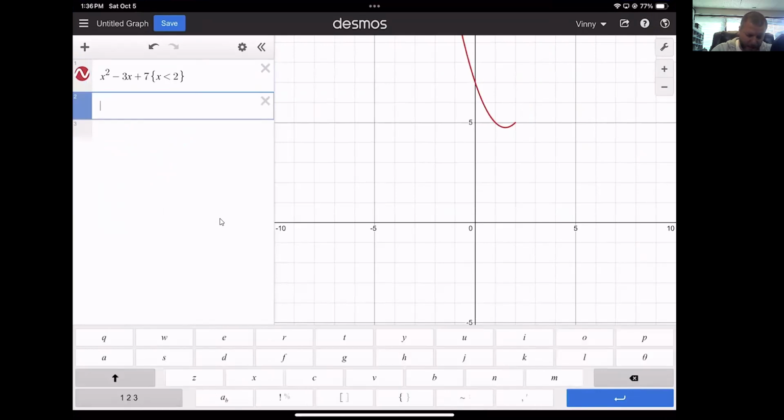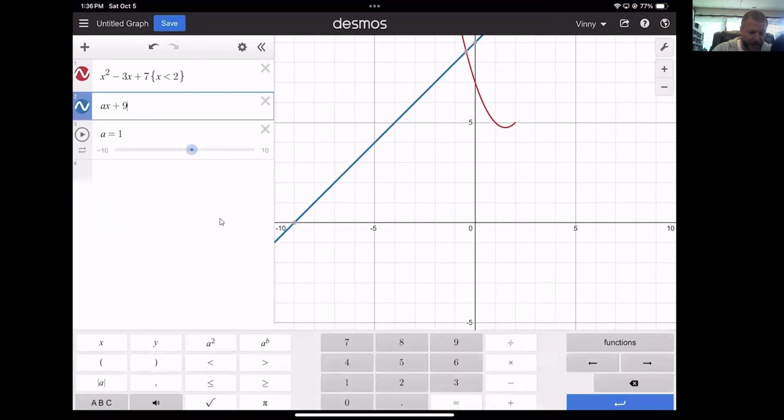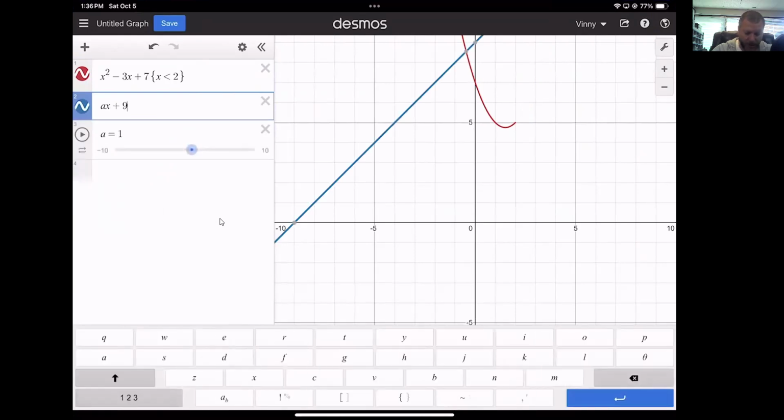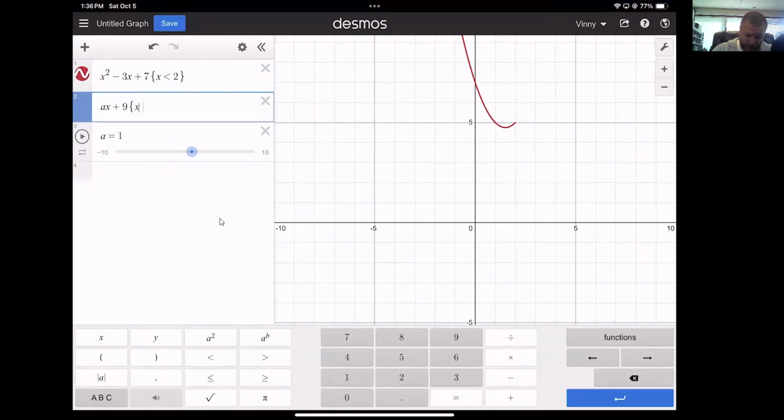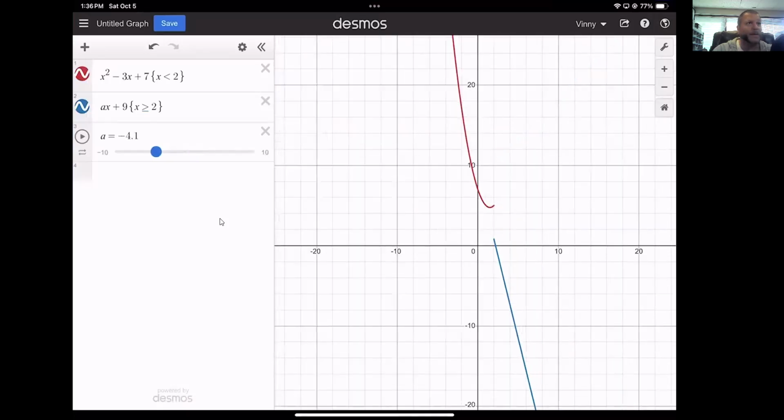And then we had ax plus 9. Let's add in a slider, and let's also restrict this domain to only being values of x that are greater than or equal to 2. Right, so then sliding this value of a around is going to make this either continuous or not continuous. We found that the only value was -2, which we can see makes our function connected there.